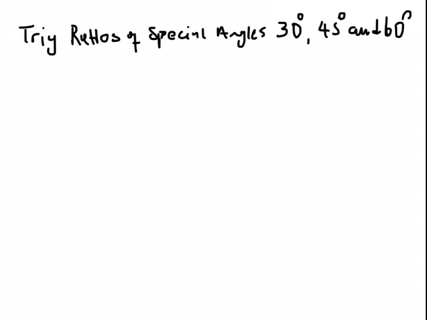Okay, so now I'm going to be teaching you about trigonometric ratios of the special angles. Listen very carefully. Special angles. And the special angles are 30 degrees, 45 degrees, and 60 degrees.